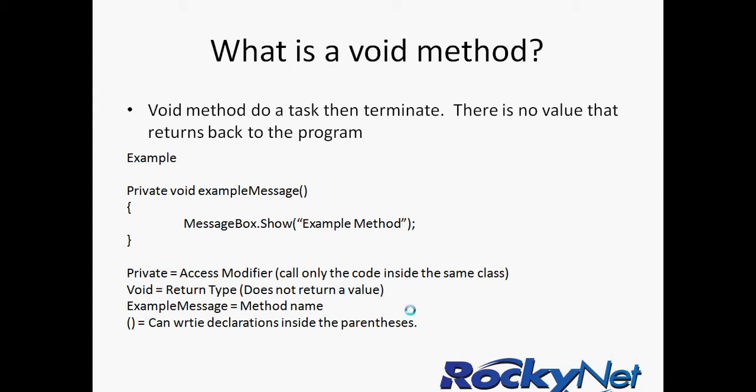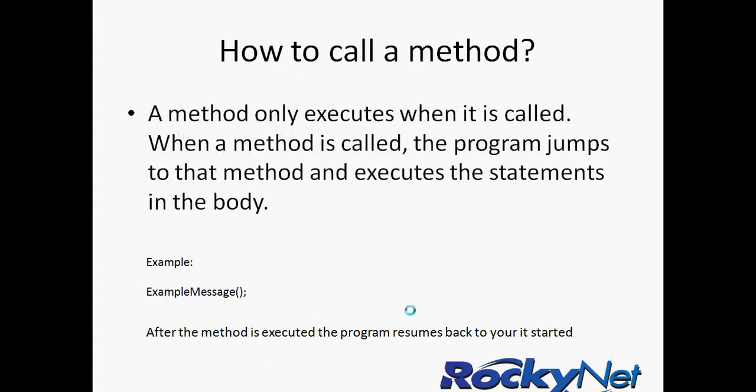If we look here, the private is an access modifier. So basically, when we set private, only this class can use it, not a bunch of classes. And then we put void because there's no return value type. And then ExampleMethod is just the method name. And then in the two parentheses, you can declare variables. I'll show you that a little later.